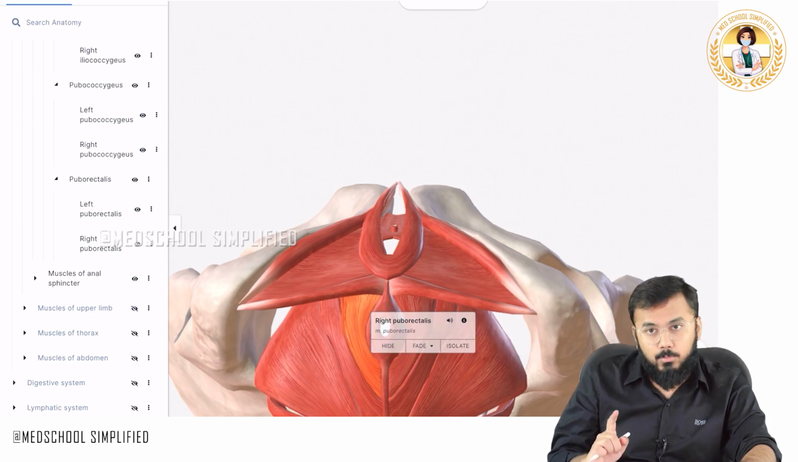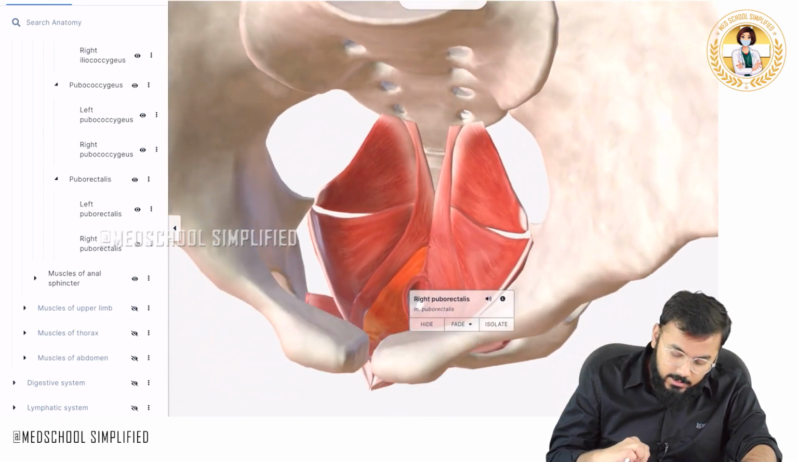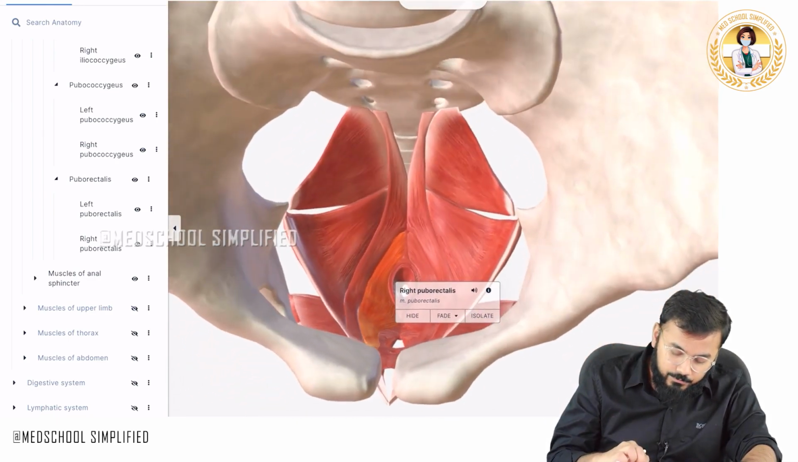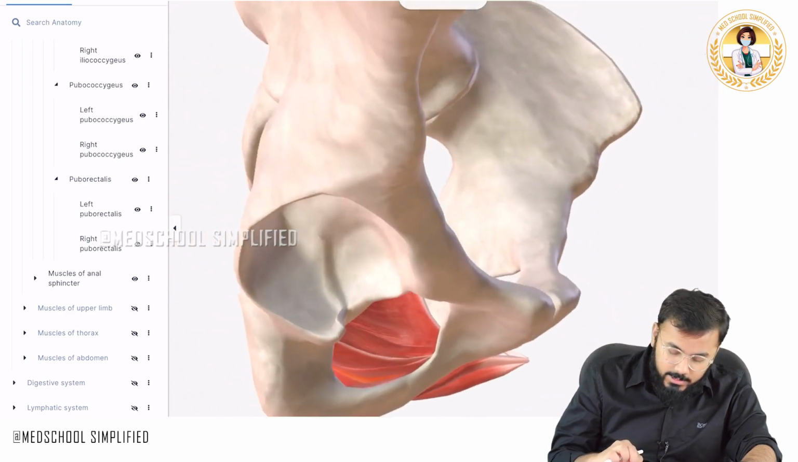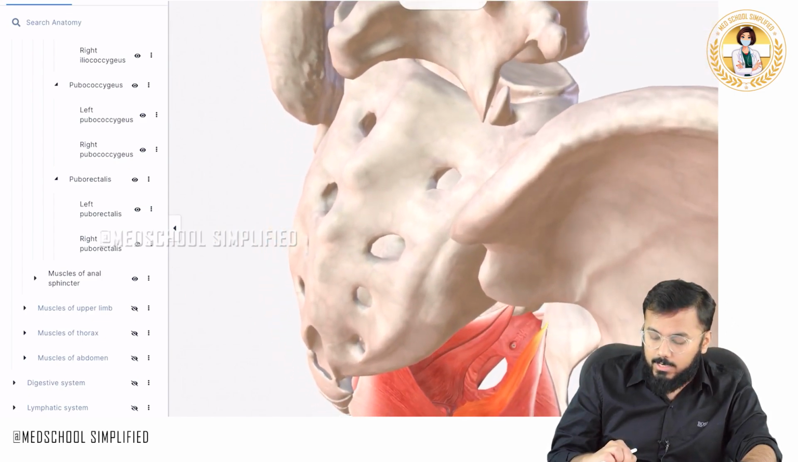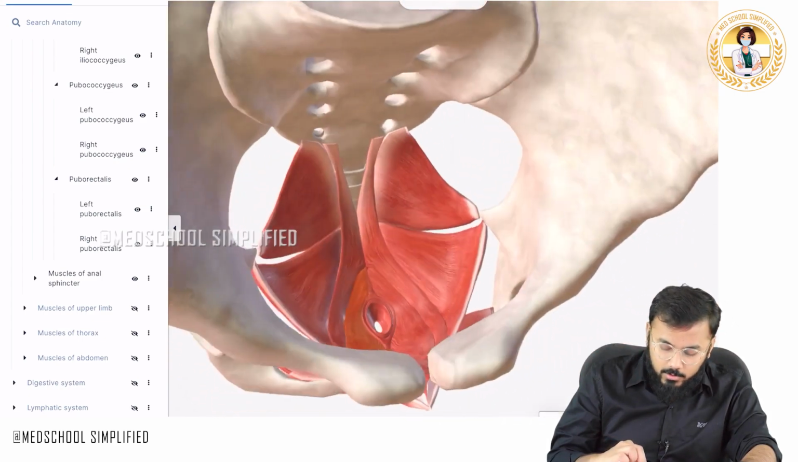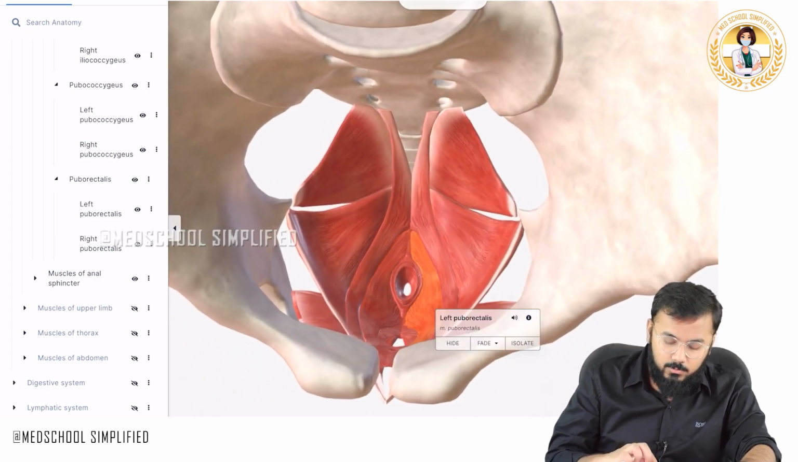Why are you calling it puborectalis? If you look from inside, you will understand. Look at this muscle from inside. All the way it is attached to the pubic bone, isn't it? You see that muscle, it is attached to the pubic bone, right? All the way back to the rectum. That is why you call it puborectalis muscle.